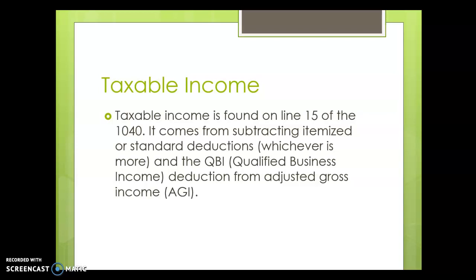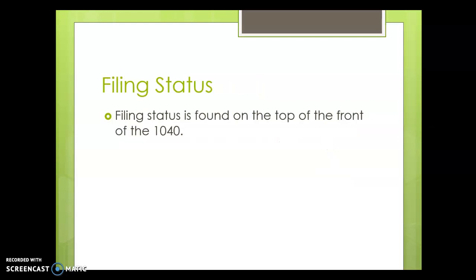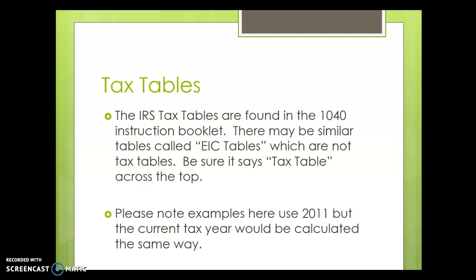Taxable income is on the Form 1040. In 2020, it's on line 15. It comes from subtracting the itemized or standard deductions, whichever is more, and the QBI deduction, which we'll learn about later in the semester, from adjusted gross income. That will give us our taxable income that we calculate the tax on. Filing status is found at the top of the front of the 1040. The IRS tax tables are found in the instruction booklet.